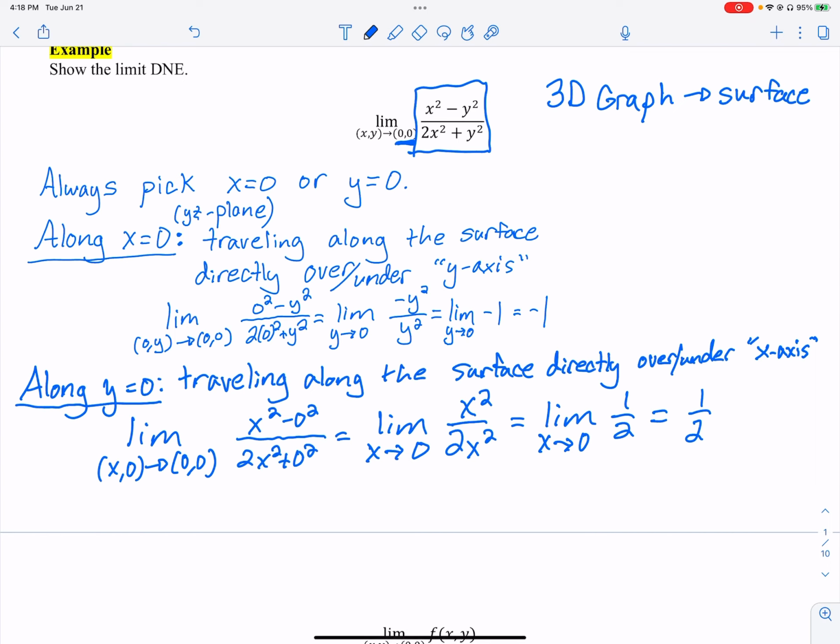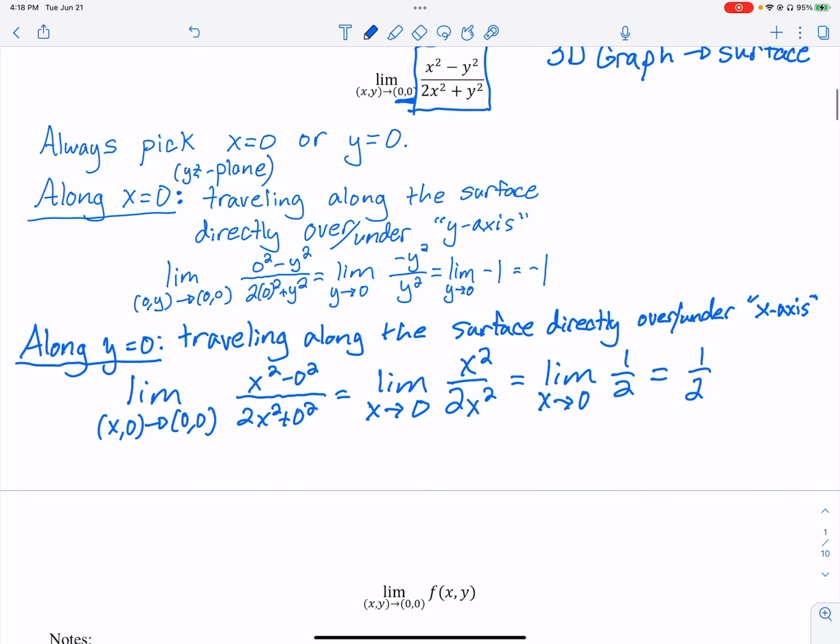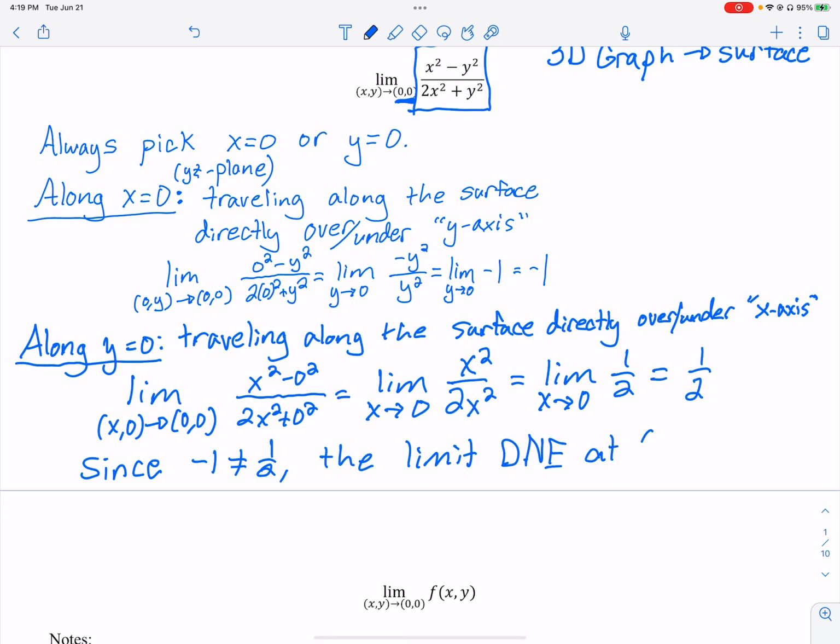So since, right, we need a statement for this type. If you just write this down and write nothing else, you're going to miss some points. Since, and I'm going to have you write the bare minimum, since negative 1 doesn't equal 1/2, the limit does not exist at 0, 0. We want to say where at. You don't want to just say does not exist, because the limit would exist maybe at another point.